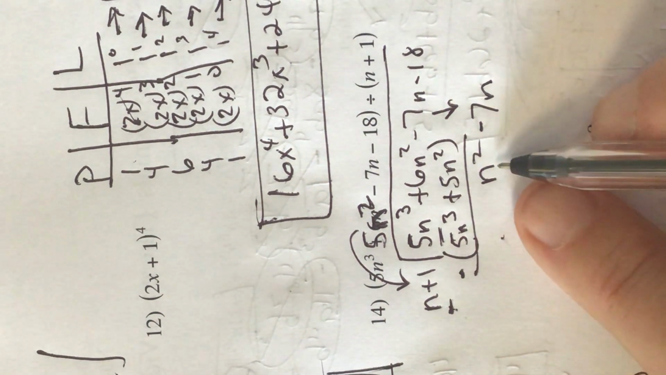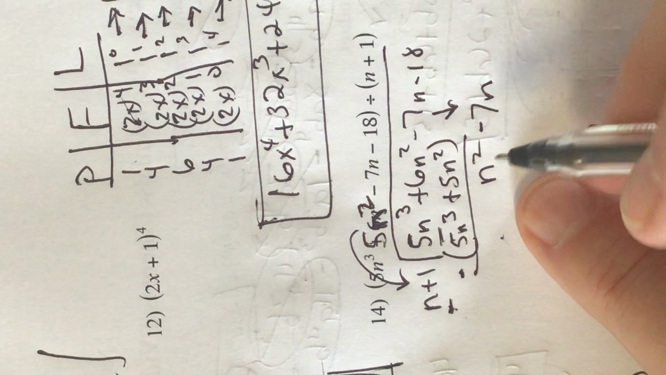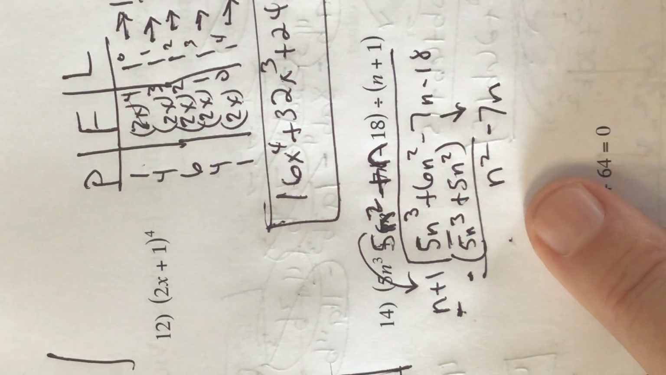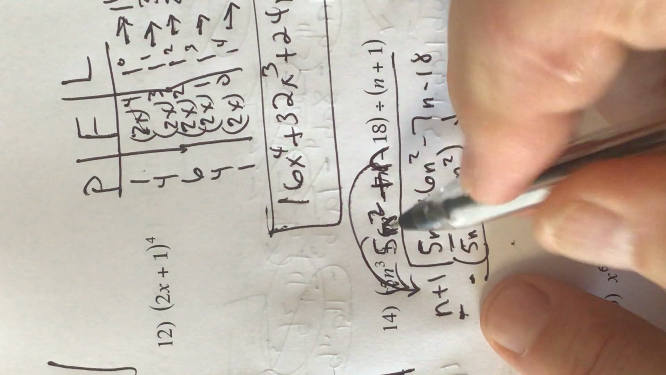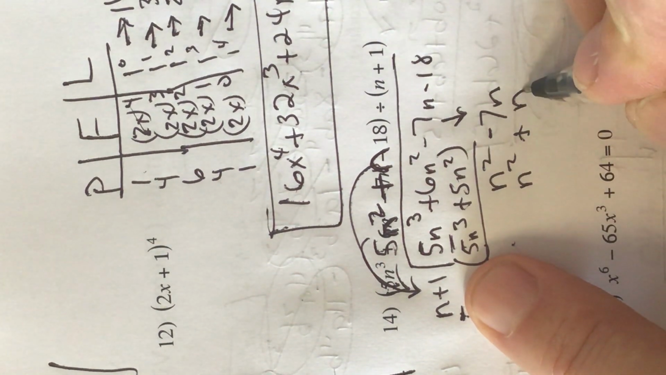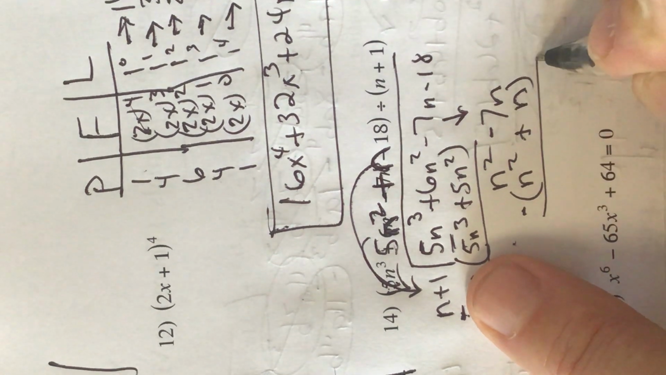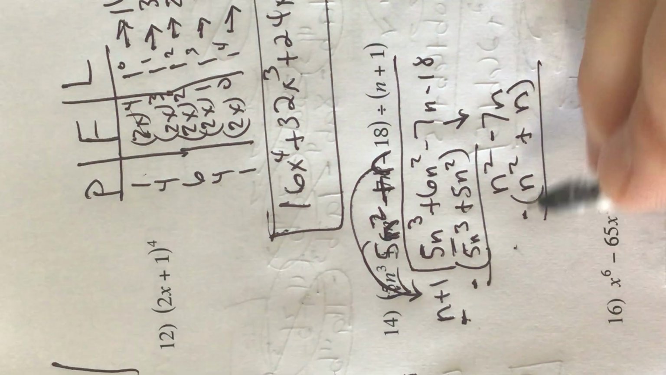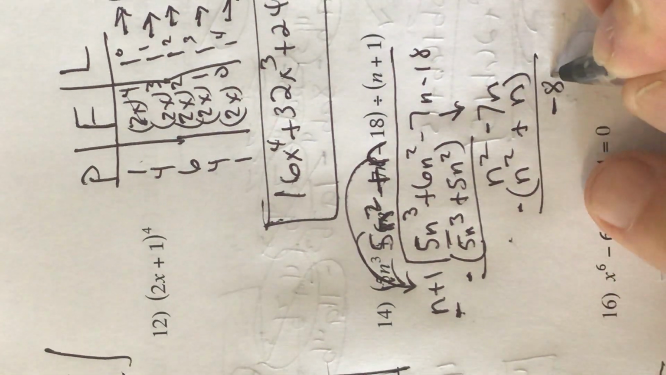Make the first piece the first piece. N times n will make this happen, so I need another n. And multiply. N times n is n squared. N times 1 is n. Package it and subtract it. N minus n is gone. Negative 7 minus 1 is negative 8.